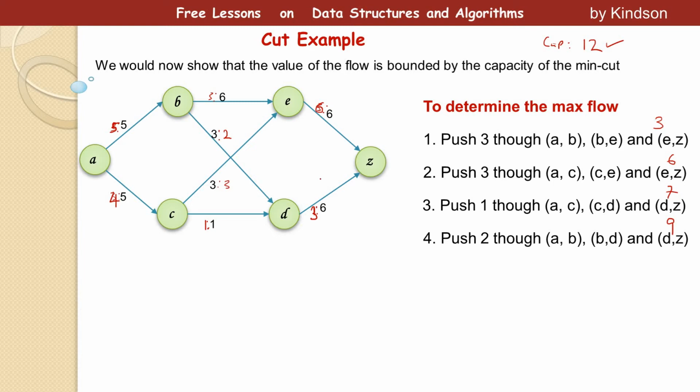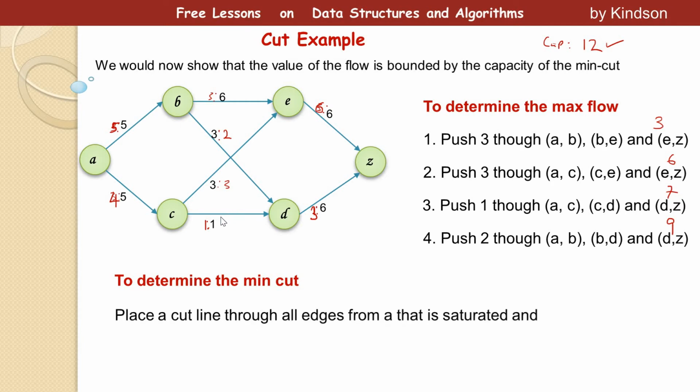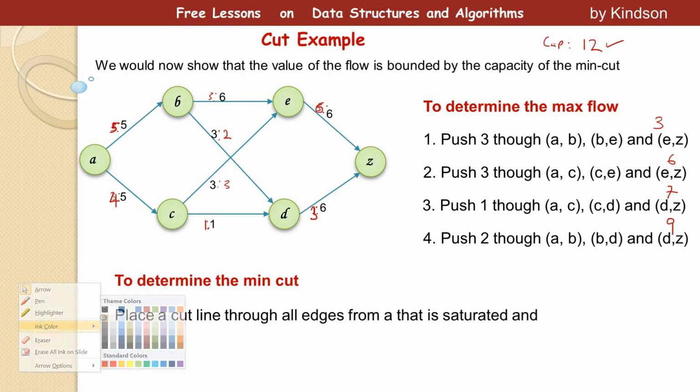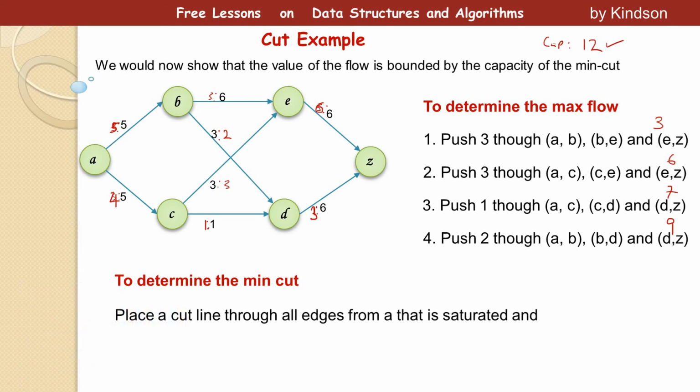So how do we do it? We need to verify using min cut. So let's start by finding the min cut. To determine the min cut, place a cut line through all the edges from A that are saturated, right? So let's do it together. So from A, we find the parts that are saturated. So let's try A to B. Is it saturated? Yes, because we have 5. So we can't place any more flow here. So it's saturated. We place a cut line.